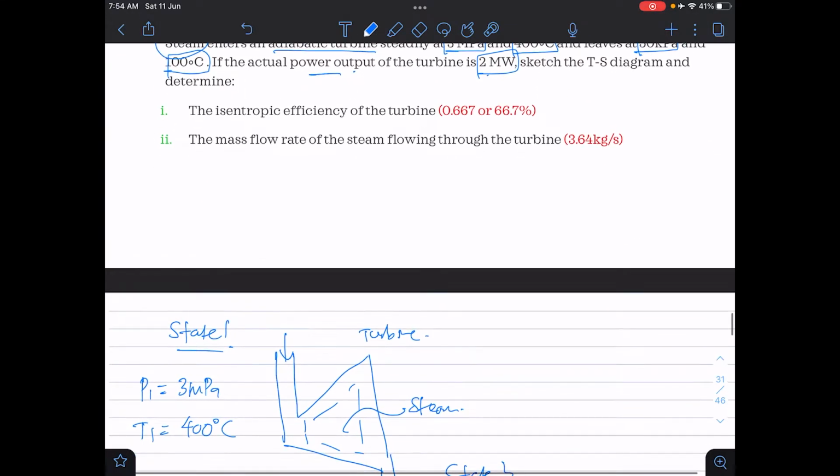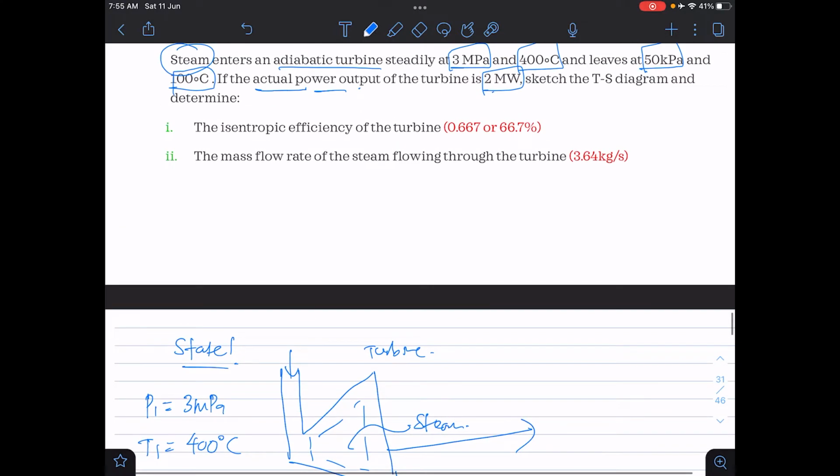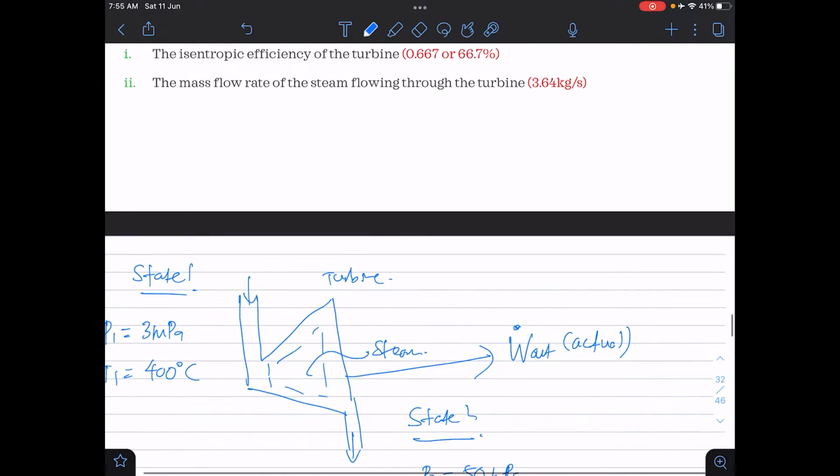Okay, so this turbine basically generates the actual power output. It mentions actual here, which means that this turbine basically operates in the actual mode. So you have W dot out, actual, equal to 2 megawatt.